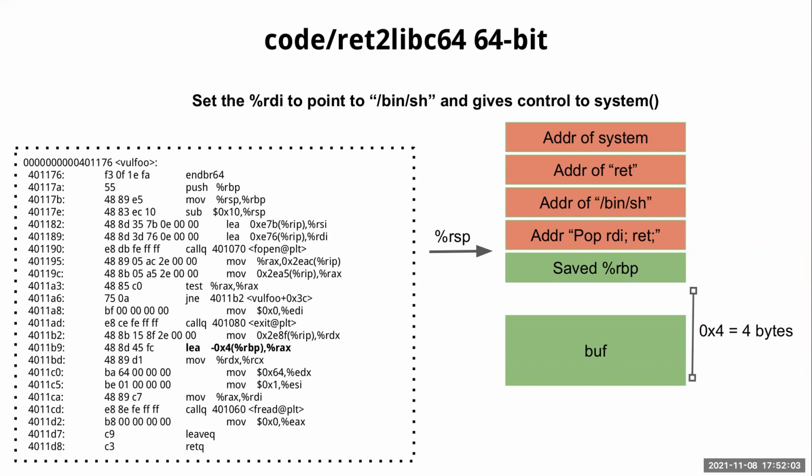For example, when RSP points here and we have a return instruction, where are we going to return to? We're going to return to another return instruction, and then that return instruction will return to system. So this one is purely padding, like a sled.